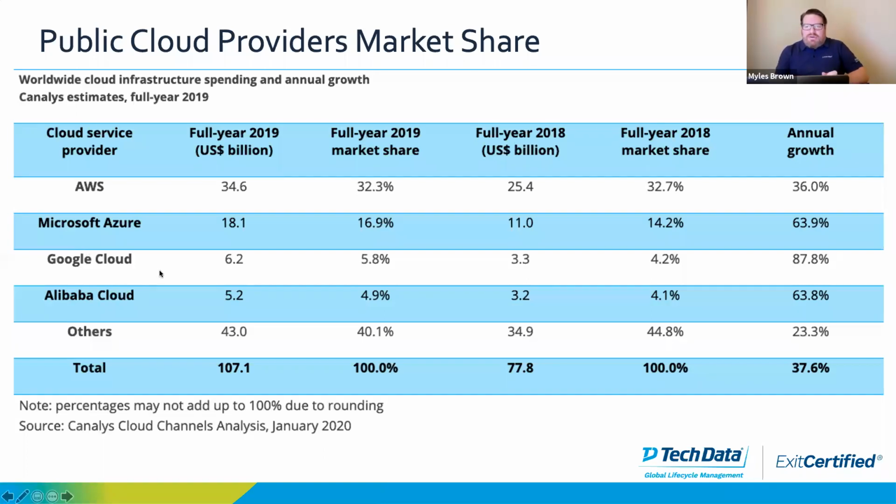By the way, if I mistakenly say GCP today, it's a habit because it was generally called Google Cloud Platform, but just in the last few weeks, they've really started to shift and drop the platform. And so it's just called Google Cloud at this point. And then you've got the others, right? If you look at the market share of the others, it was 44.8%, and now it's 40.1%. So just in a year, they've sort of lost a lot of market share. So that's things like IBM and Oracle.